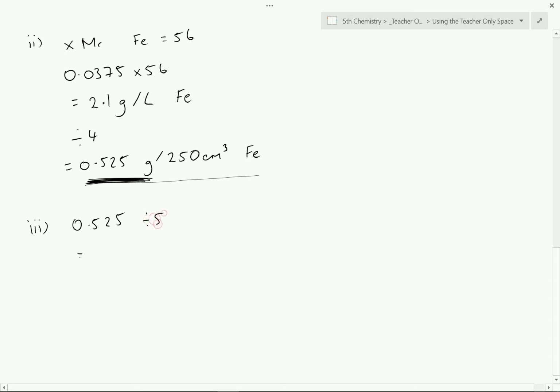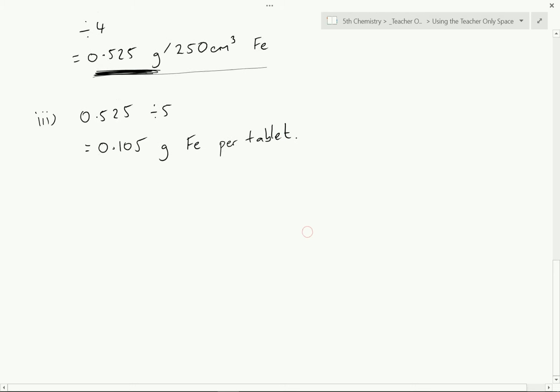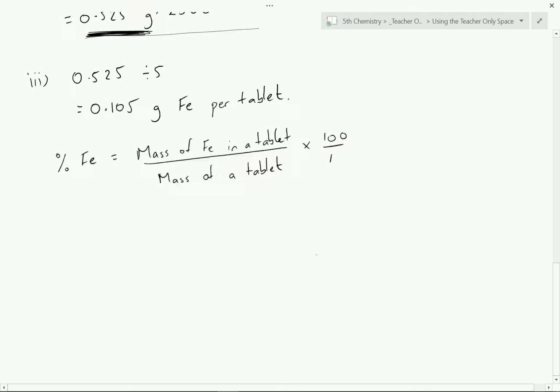So if I divide that by 5, that gives me 0.105 grams of iron per tablet. So that's how many grams of iron there were in each tablet. Now to get the percentage of iron in the tablets, what I need is the mass of iron in a tablet over the mass of a tablet, and then multiply that by 100 over 1 as a percentage.